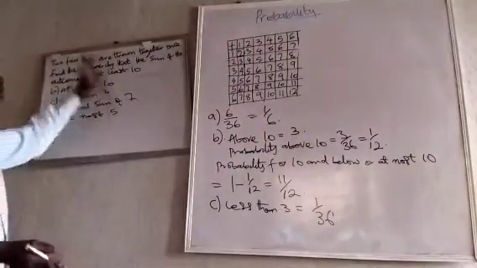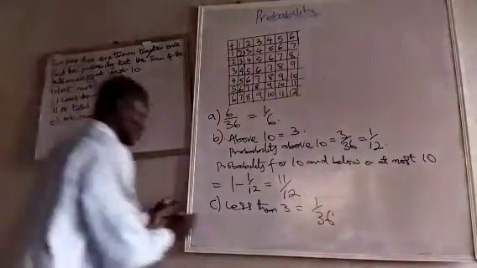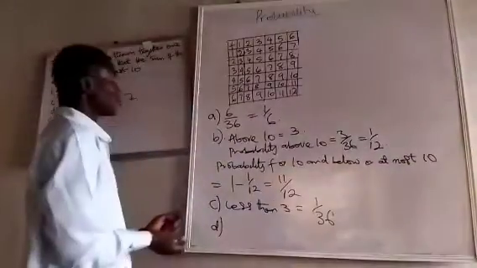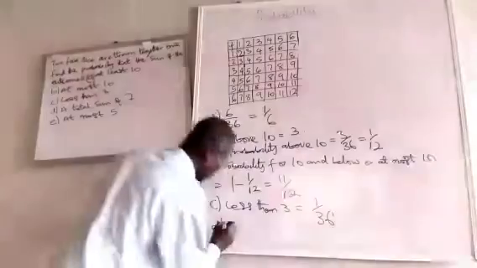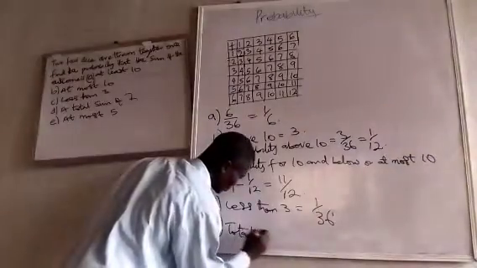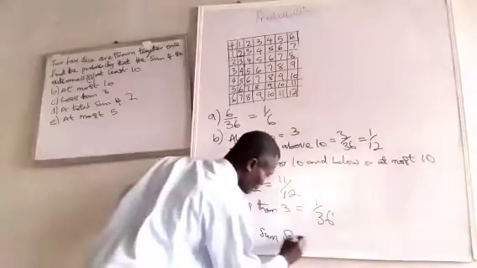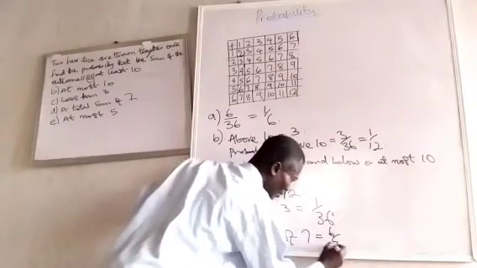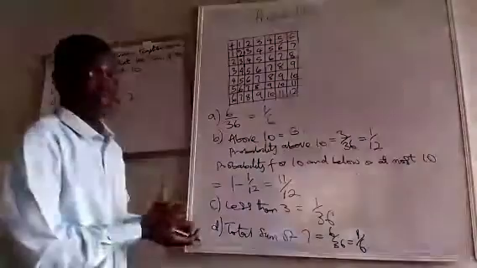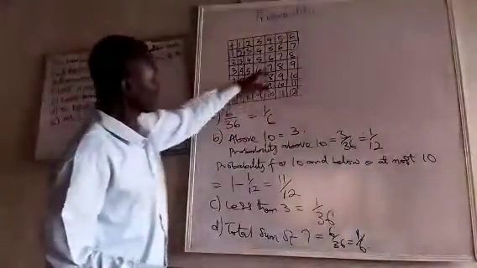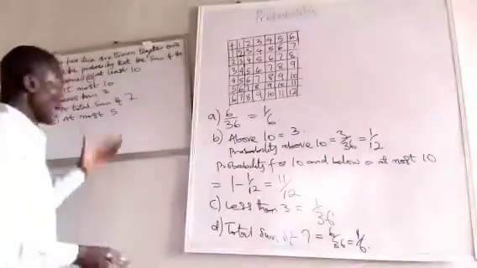That a total sum of 7, that is, where do we have total sum of 7? We have 1, 2, 3, 4, 5, 6. Total sum of 7 is equal to 6 over 36, which is 1 over 6. You can see, it's not something that is hidden. Just everything is plain and visible.